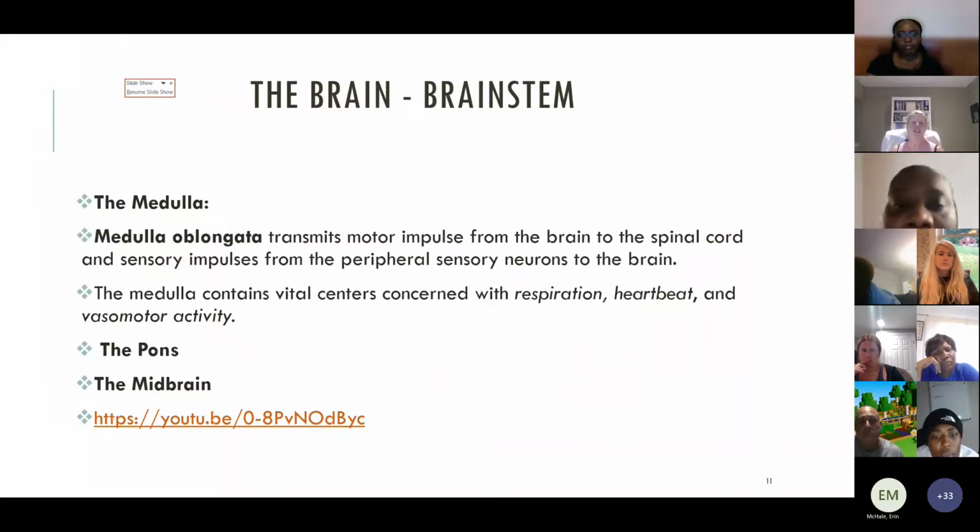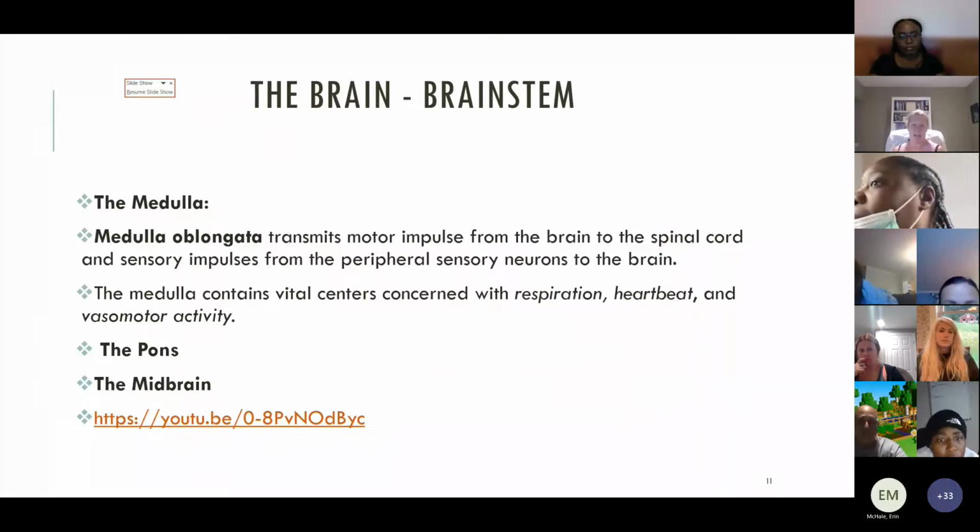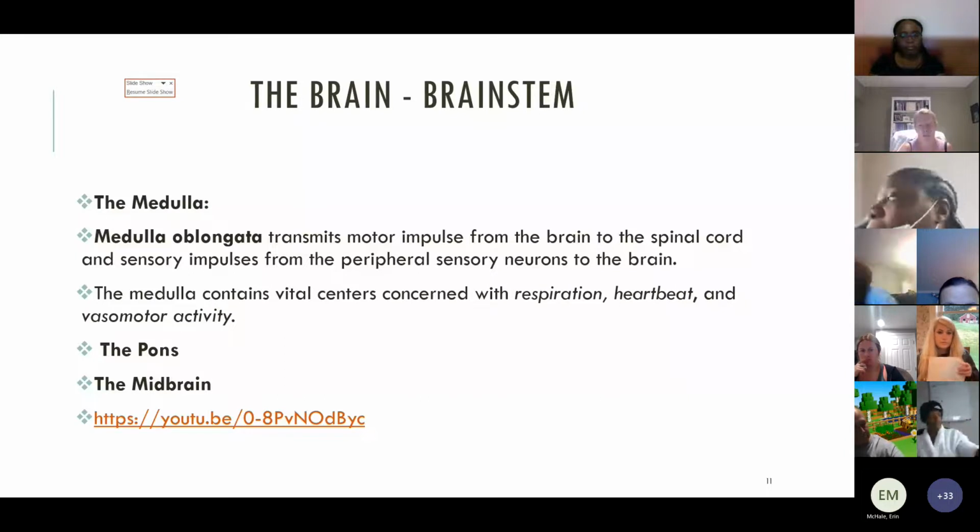So the medulla, which is located in the brain stem. Remember we said the brain stem is the midbrain, the pons, and the medulla oblongata. The midbrain is going to connect the pons and the cerebellum to those two central hemispheres that we talked about two slides ago. And then the pons is going to be located in between our midbrain and the medulla. And it's also going to connect those two hemispheres of the cerebellum.